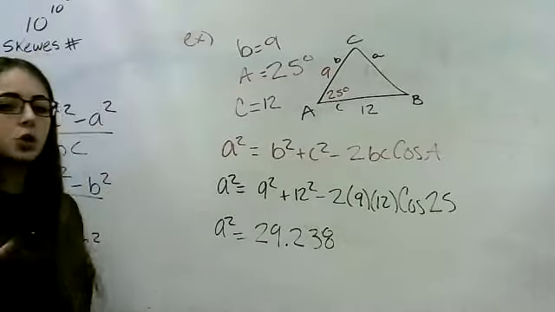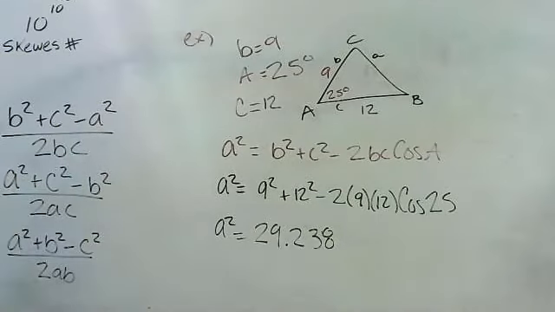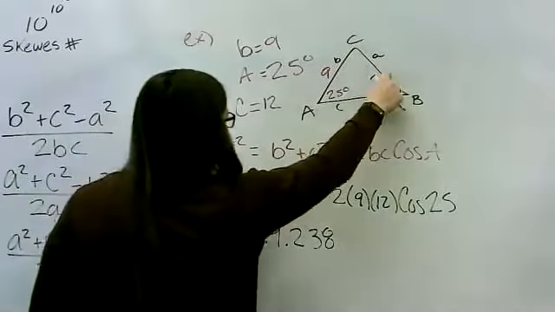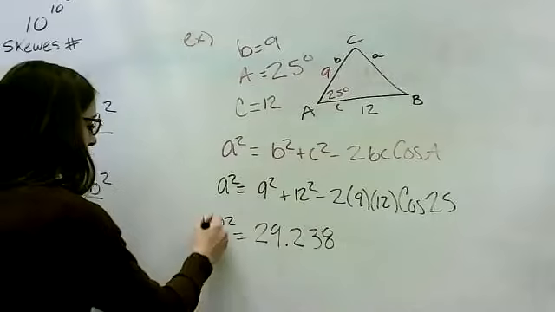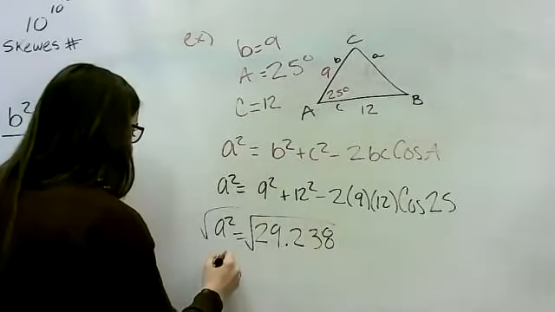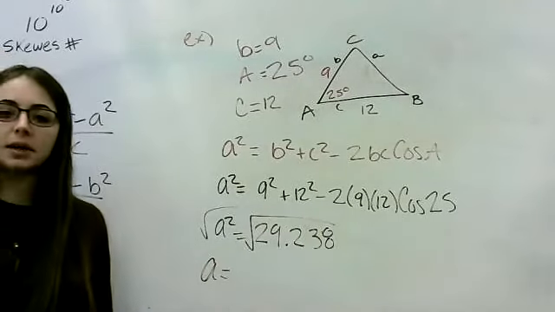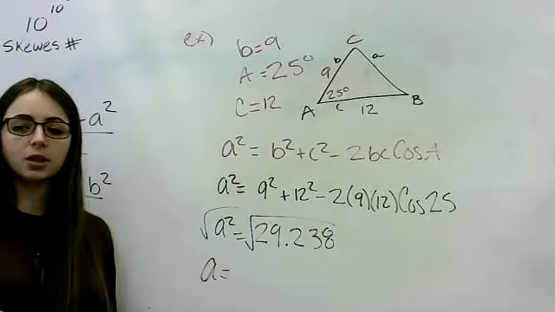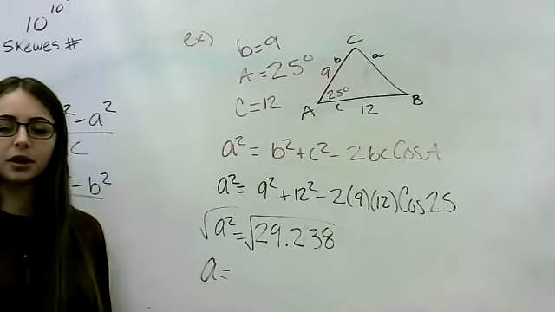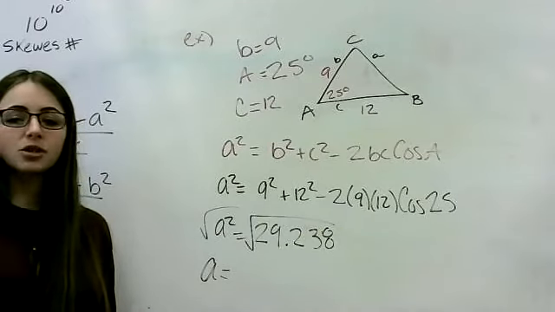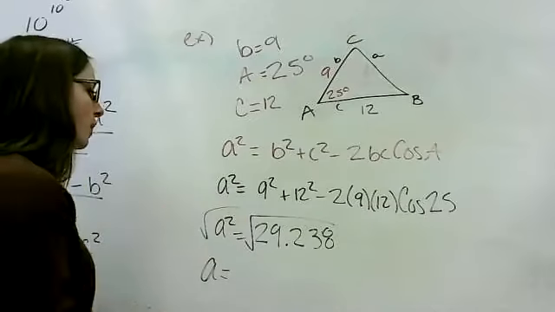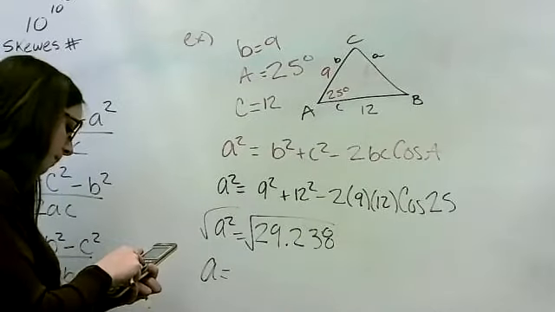But this is an a squared value. I don't have my a value. I don't want to know what my a squared is, I want to know my a. To get rid of that square, you have to take the square root of both sides. Because this is a measurement, there's not going to be a negative version of this. Usually when we take the square root, we put a plus or minus symbol in here. It's a measurement, so we won't do plus or minus. We're only going to take the positive version of it.